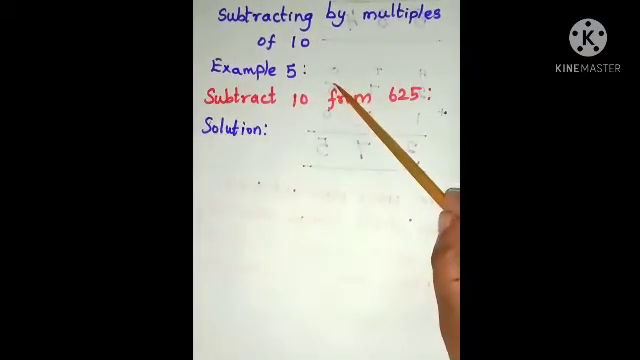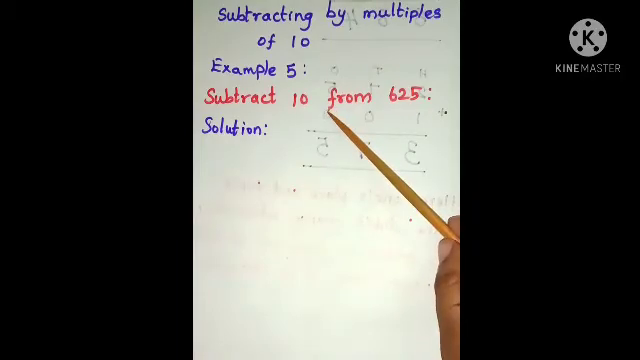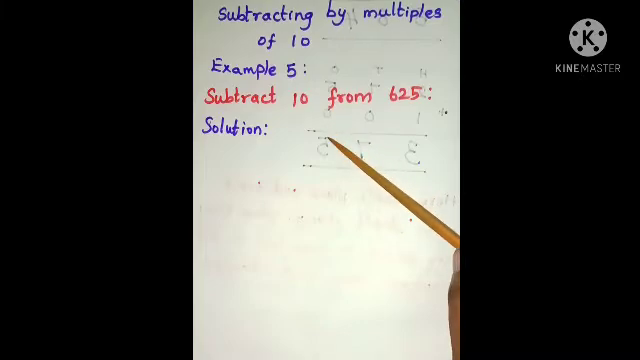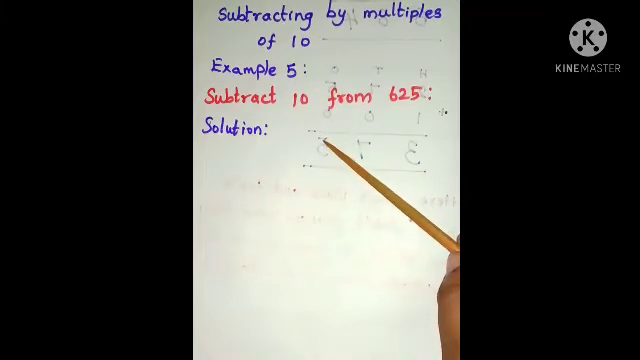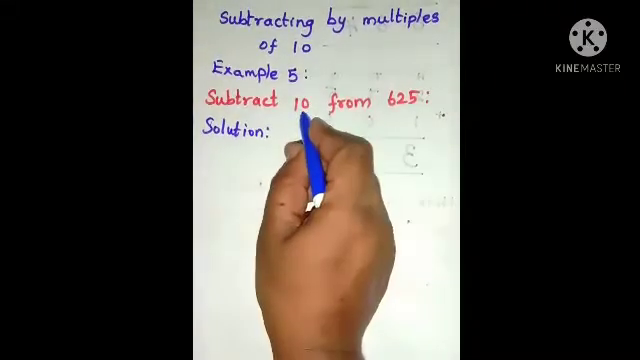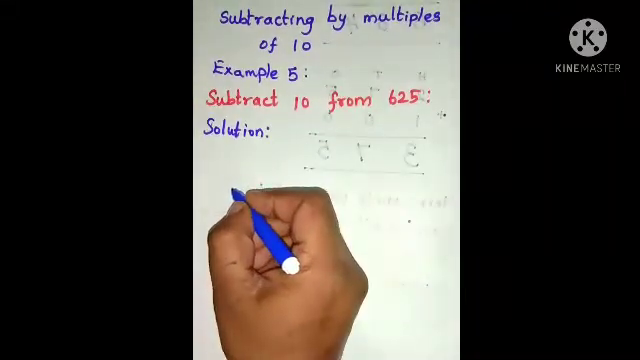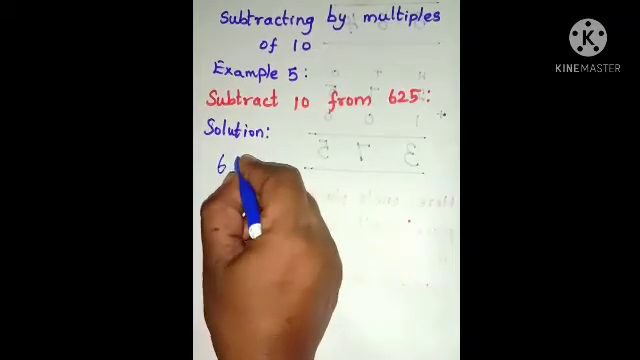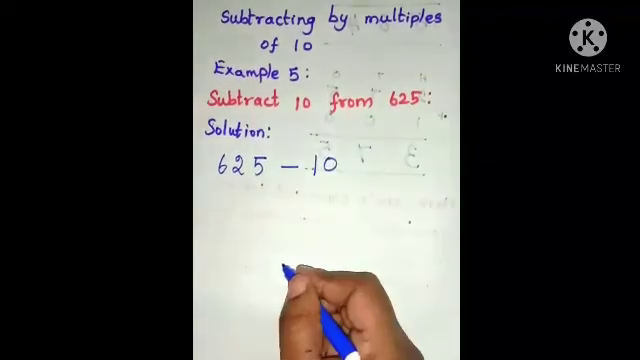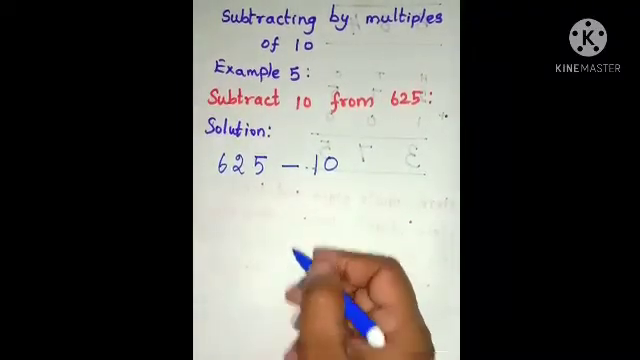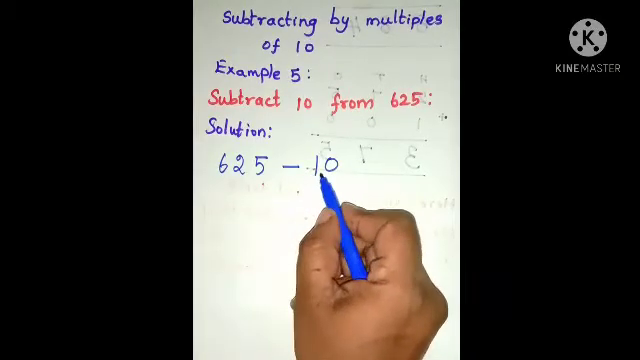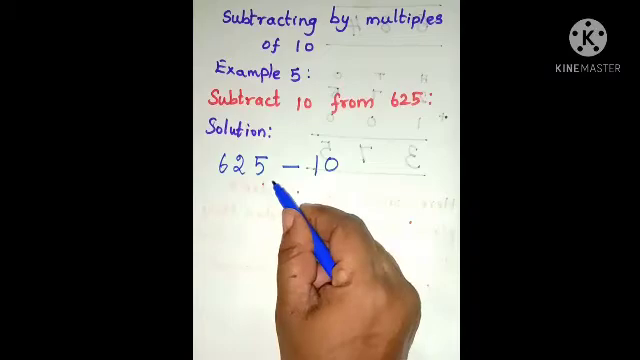Subtracting by multiples of 10. Follow the same procedure of addition for subtraction also. Instead of adding the numbers, subtract the numbers in the circle. Here, children, now we are going to subtract 10 from 625. We can write it as 625 minus 10. So, here multiples of 10. Here we are subtracting 10 from 625.